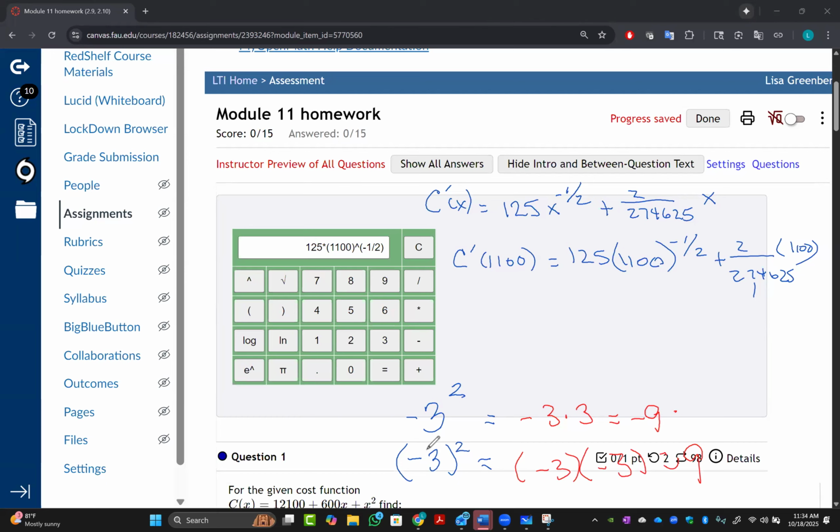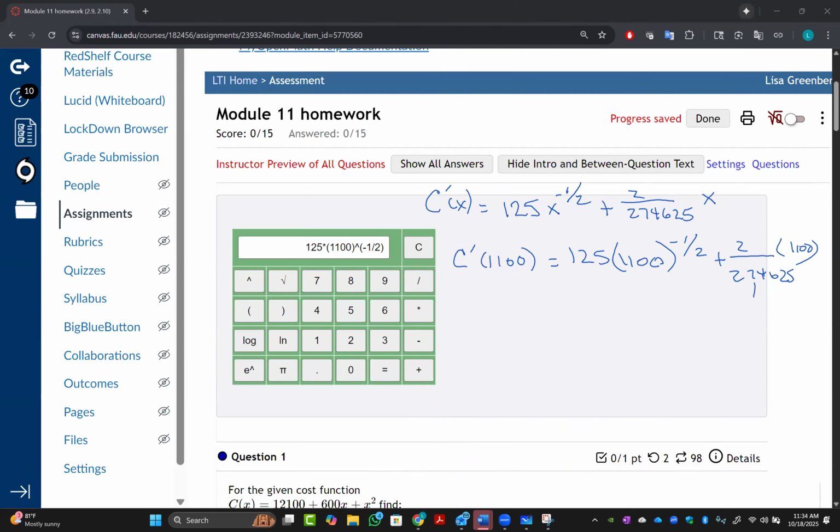I see. So more parentheses is better than fewer parentheses. If you don't know if you need them, put them in. It will never hurt. If you don't put them in, that's when it could hurt. Okay, all right, I understand.